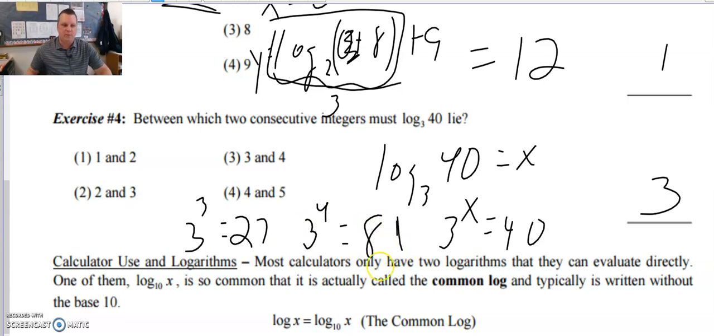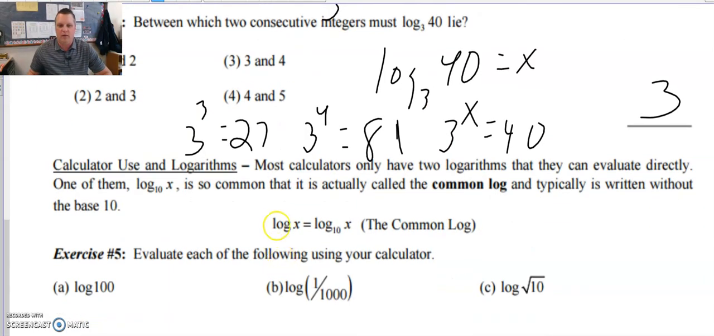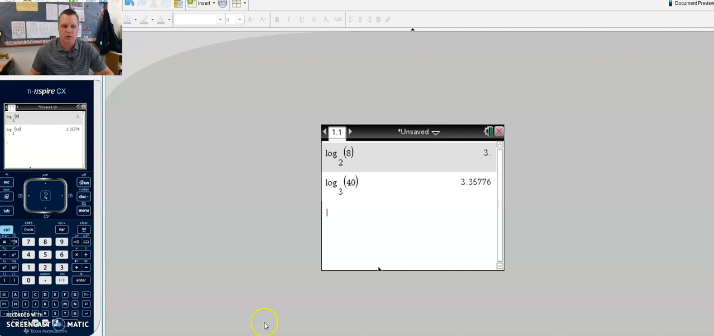Okay? Now, this bottom part here, the calculator use and logarithms. If I just have something written like log of x, that's the common log, that's log base 10. So to evaluate it, you would still just go right to your calculator, and if you want to write a 10, you can, but you don't have to. I could just go right here and put in 100. Done. See how it puts it in for you?